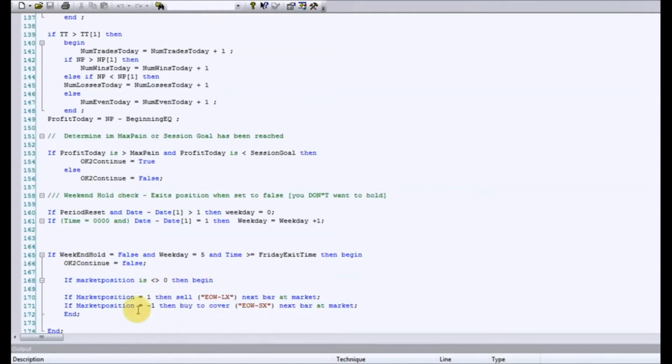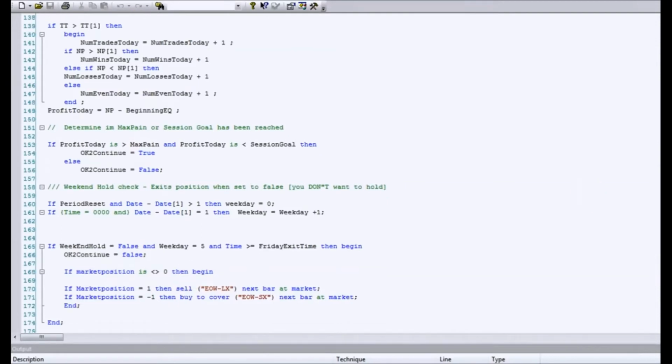So what it says here, if market position is 1, meaning you're long, then sell, and you give it a name. I call it end of week long exit. Next bar at market. So it just gets you out, and it won't trade again because your OK to continue is now false. And you see, it's the last thing that's calculated before you get to the orders. And vice versa. If you're short, buy to cover, next bar at market. So this is a way for you, without even being there, to get out of your position before the weekend. So I think that's kind of cool myself.